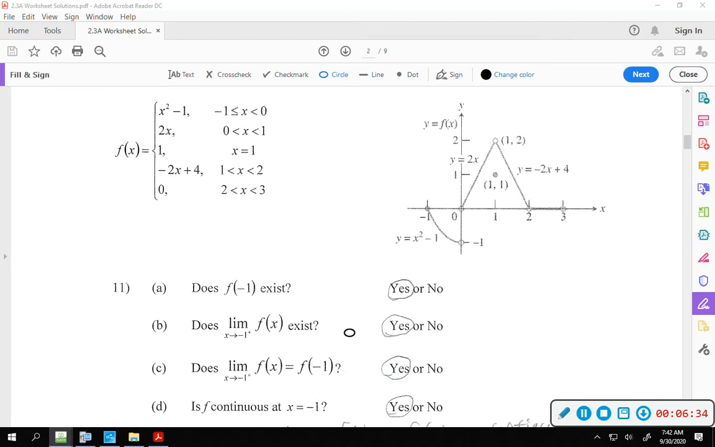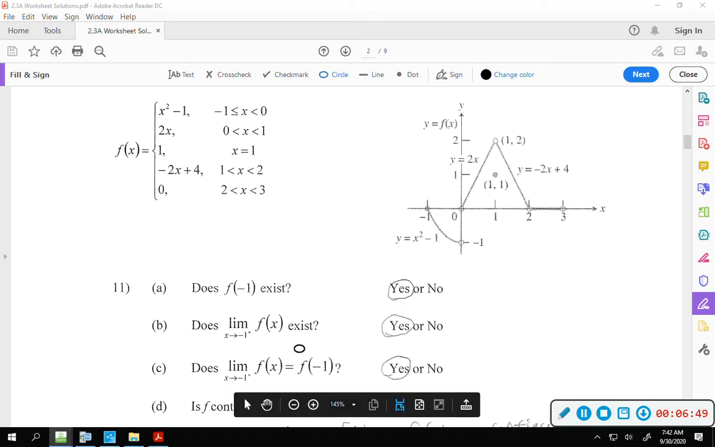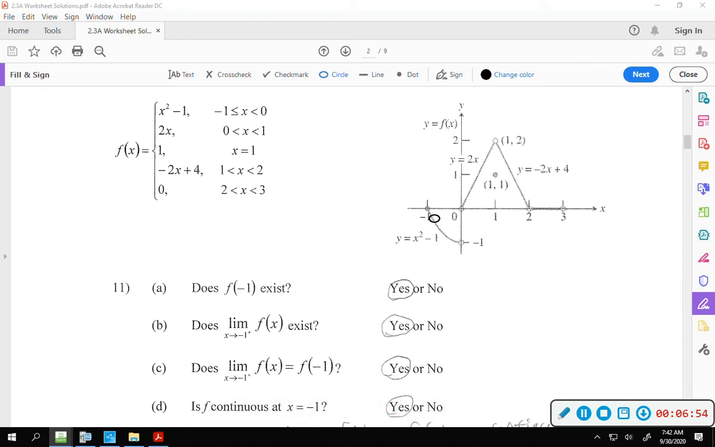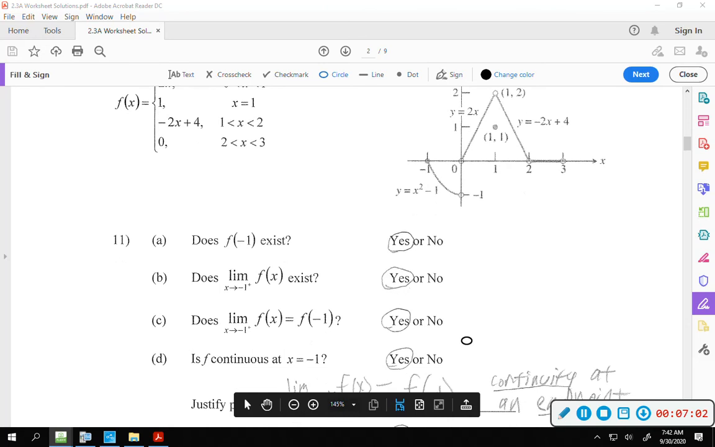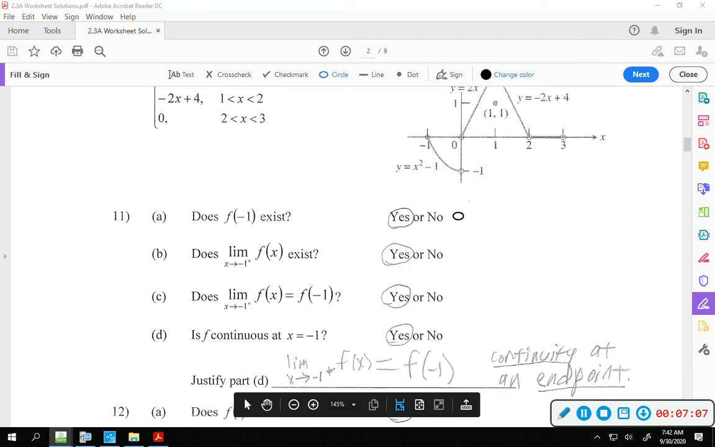Does the limit as x approaches -1 from the right exist? Well, as I get closer and closer to x equaling -1 from the right, the y value is getting closer and closer to 0. So yes. Does the limit as x approaches -1 from the right equal f(-1)? Yes. They're both 0. Is f continuous at x equals -1? This is where some students find this to be a little bit difficult because the answer here is yes.